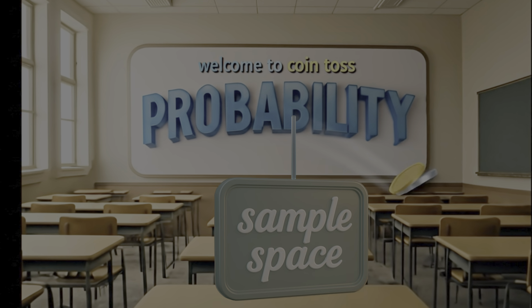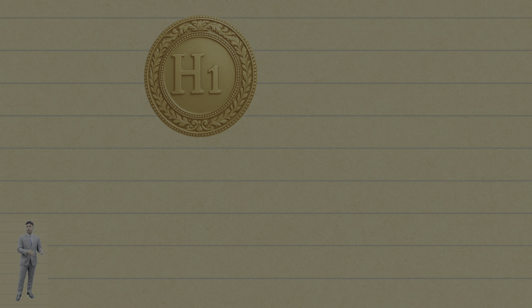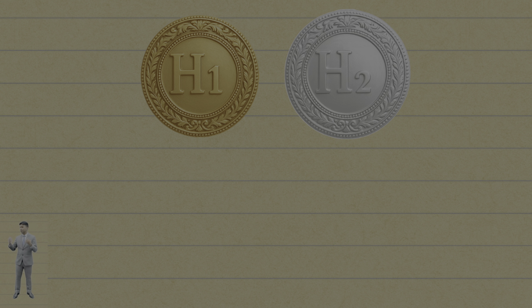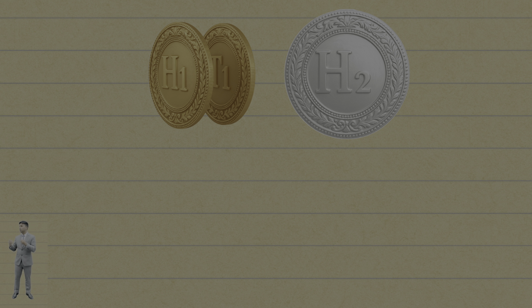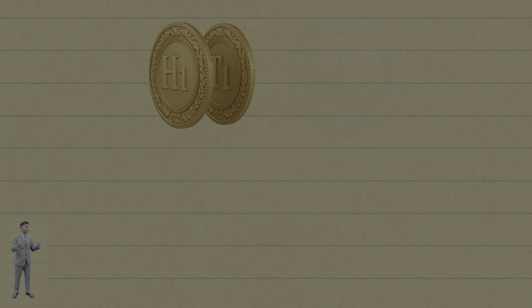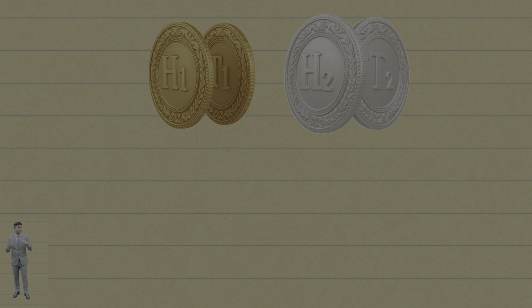Welcome to Coin Toss Probability. Consider two coins, one gold coin and a second silver coin. Each coin has one side labeled as tail and another side as head.